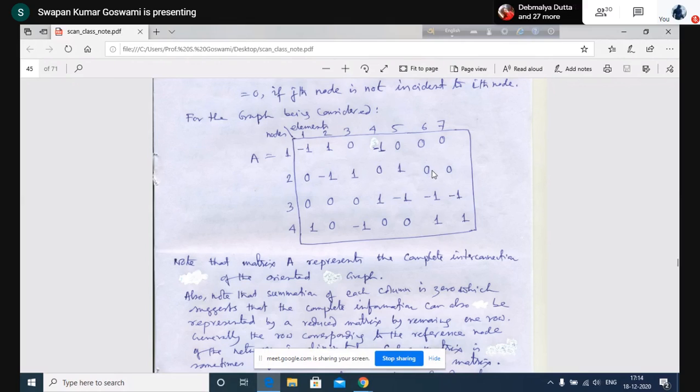What is the dimension of this matrix? You will see that in this graph we have drawn, there are 4 nodes. We are excluding 1 node. So if we exclude 1 node, you will obtain a 3 by 3 matrix. If we consider all 4, that will be 4 by 4.